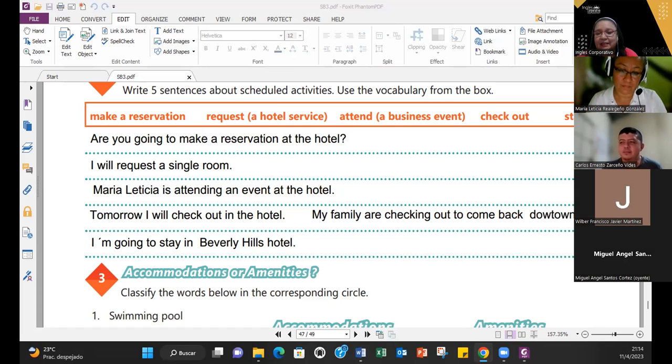People finished. Miss Letty, did you finish the sentence? Because we were waiting for you. Carlos, no, Wilber and Carlos are attending a meeting. So let's get back to the main session room. Okay, thank you for being very active, creating the sentences.